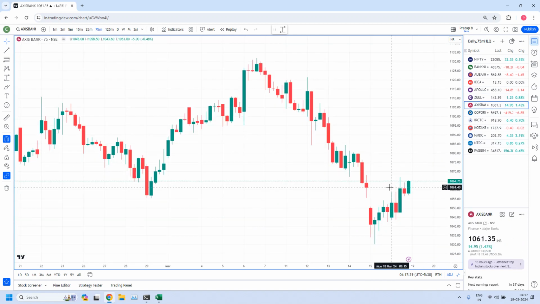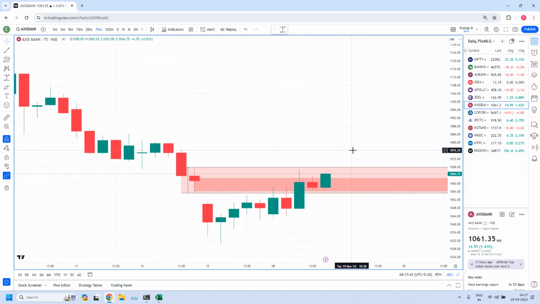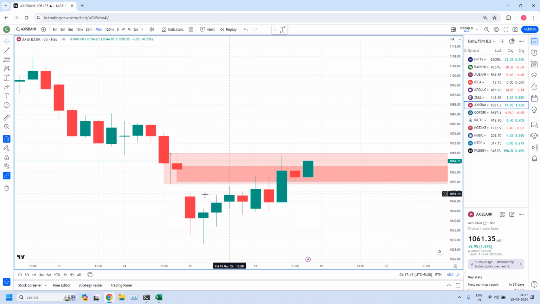Next one is Axis Bank. This is a 75 minutes high liquidity supply zone. See, this zone is violated. The reason is we fine-tuned up to 15 minutes, but 5 minutes I couldn't fine-tune. Why? I will show you. Maybe you also might have seen this. So this is a drop-base-drop.